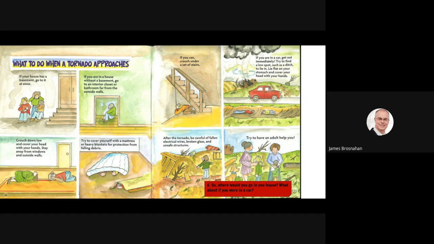If you are in a car, get out immediately. Try to find a low spot, such as a ditch, to lie in. Lie flat on your stomach and cover your head with your hands. After the tornado, be careful of fallen electrical wires, broken glass, and unsafe structures. Try to have an adult help you. Number 6. So, where would you go in your house? What about if you were in a car?